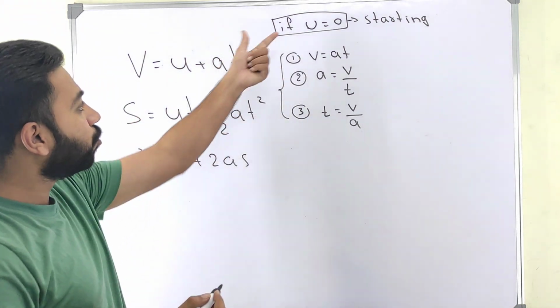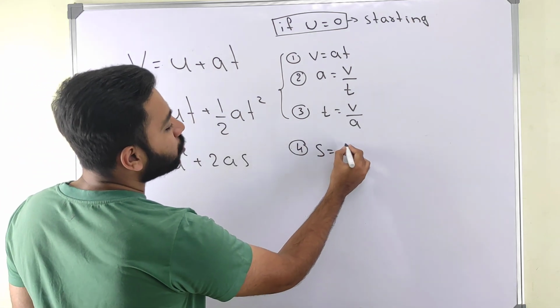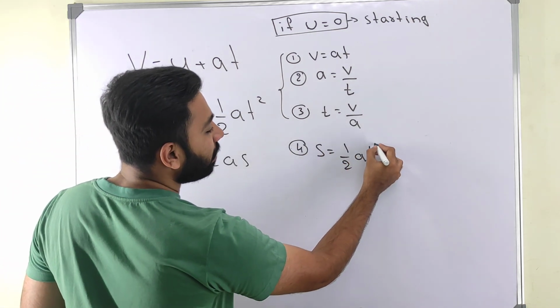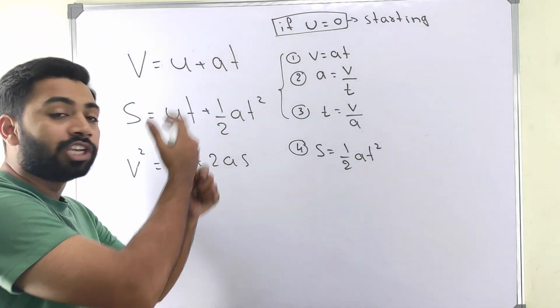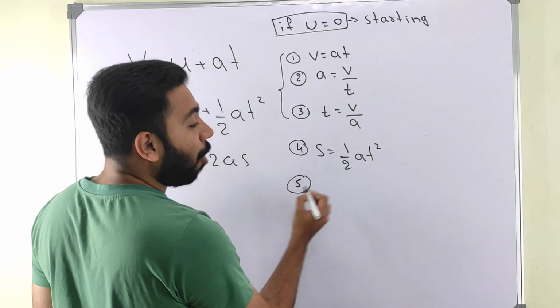Now, if I substitute u as 0 in the second one, the fourth one is s is equal to half at square. I can find the distance when my initial velocity is 0. And the fifth one, I can find acceleration here. How can I find acceleration?